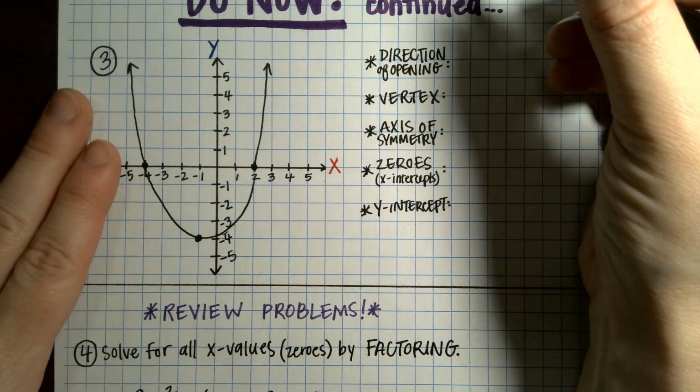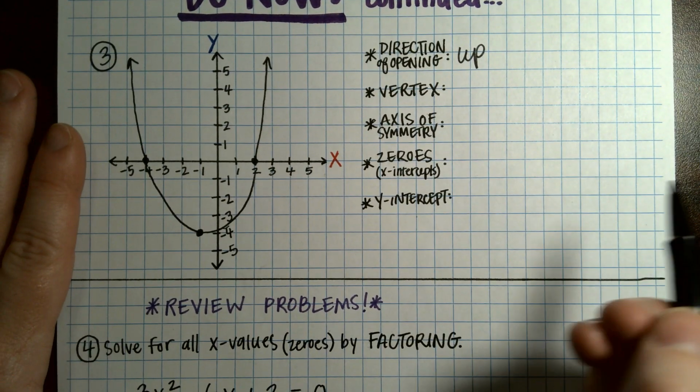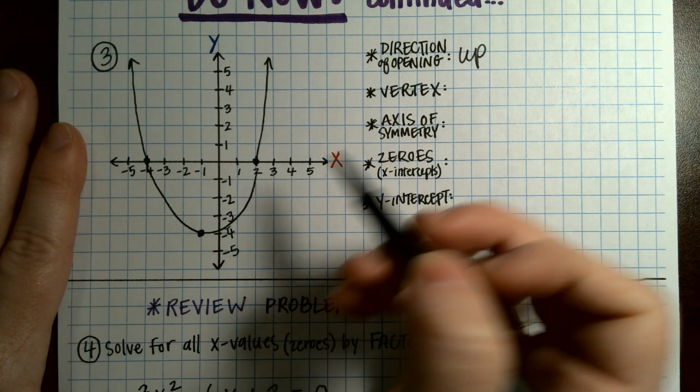What direction is this one opening? Up. Good. Where's the vertex? -1, -4. Good. -1, -4.